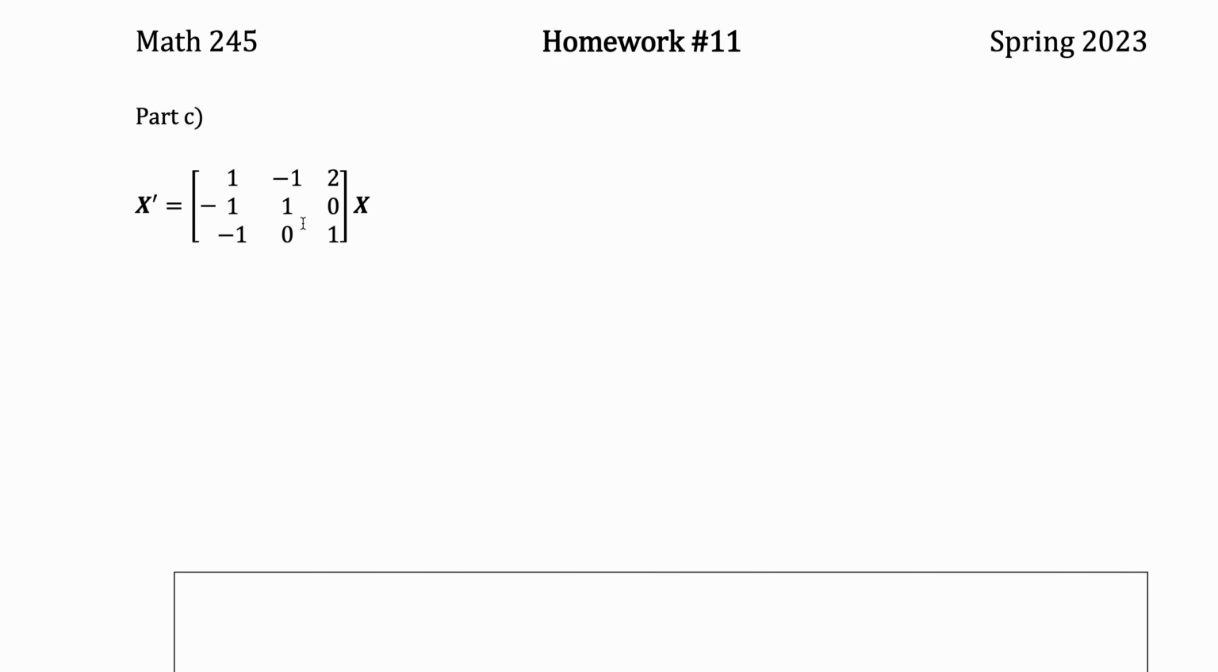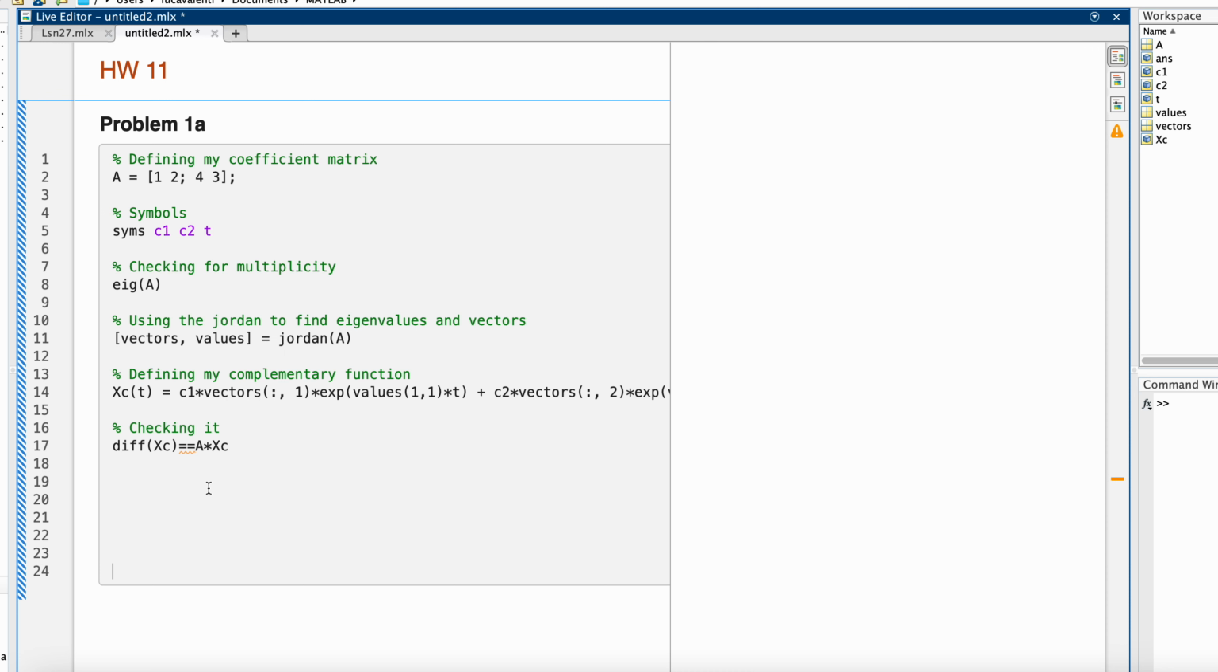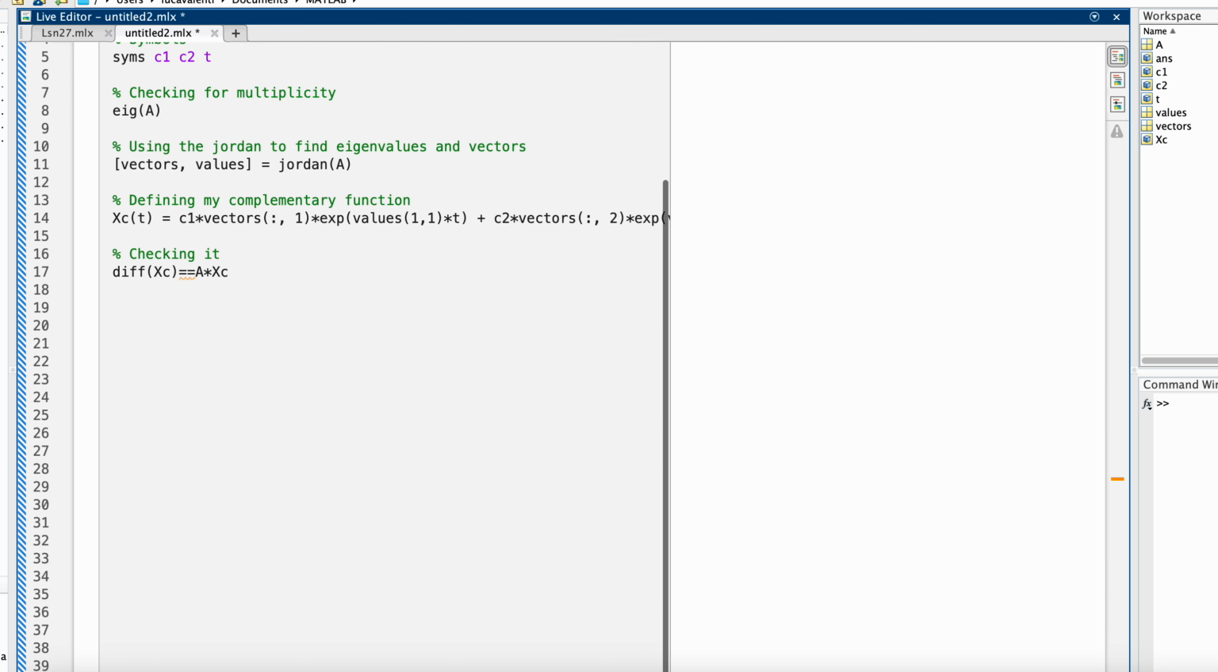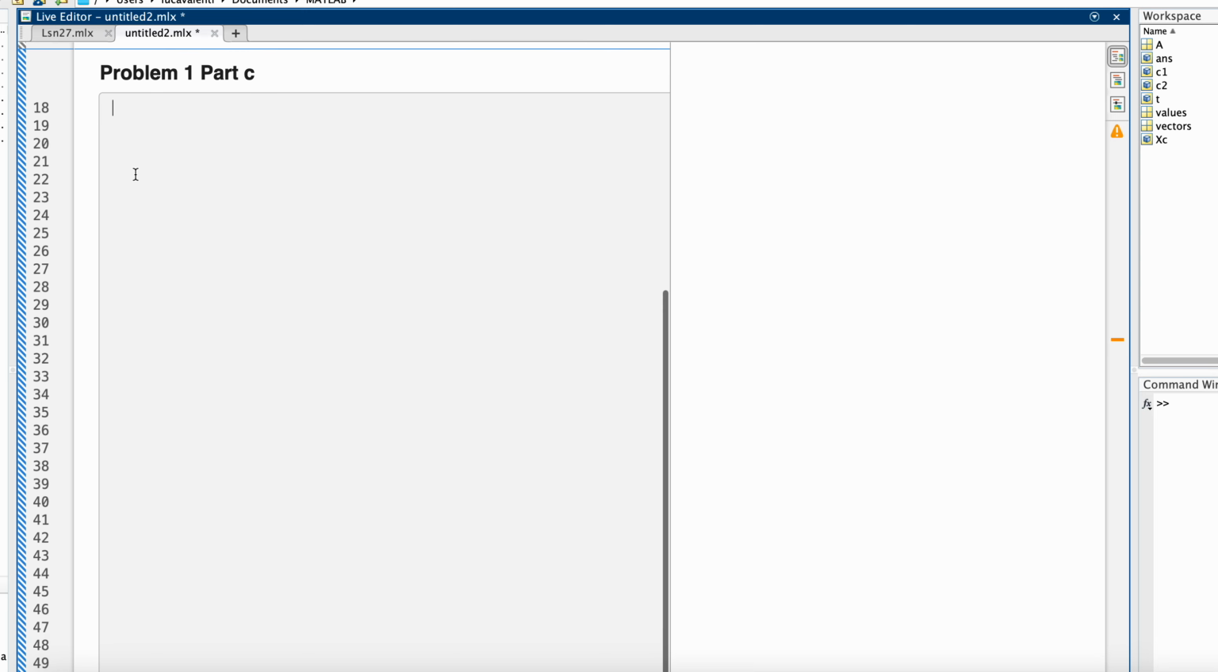Framework right here. And we'll do this one in Matlab. So let's go to Matlab and let's try to make some order here. So here we're going to have a new section. We're going to call it problem 1 part C, and we're going to clear all old variables.